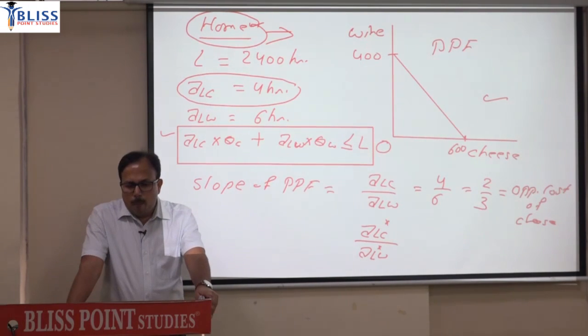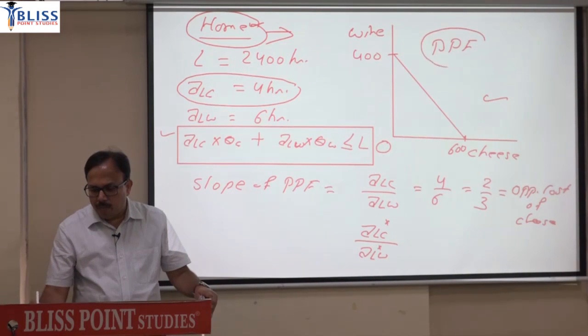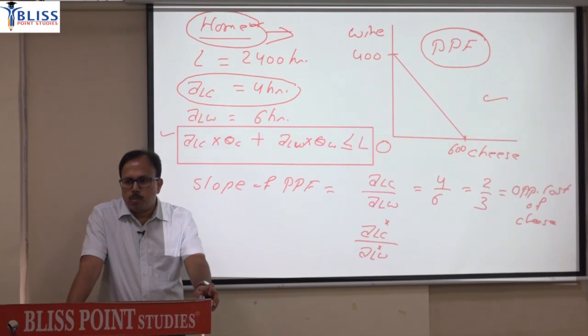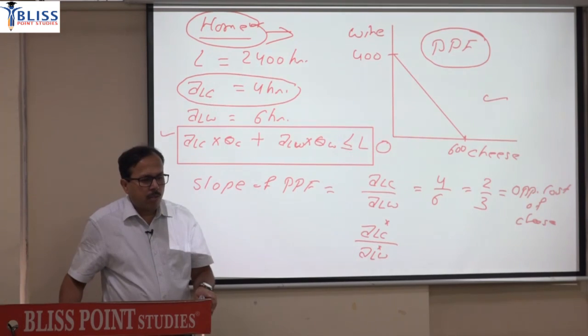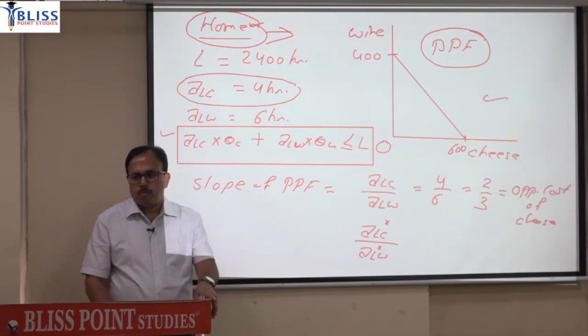In this model, production possibility frontier PPF, in this model PPF is a straight line. PPF is a straight line due to constant opportunity cost. Underline that. PPF is a straight line due to constant opportunity cost.